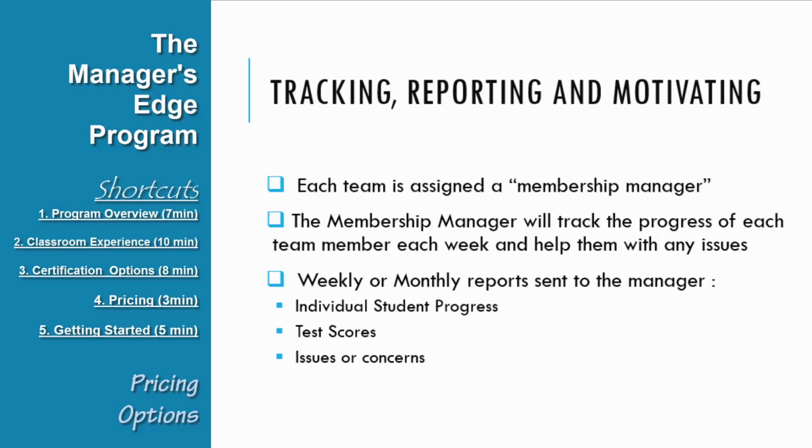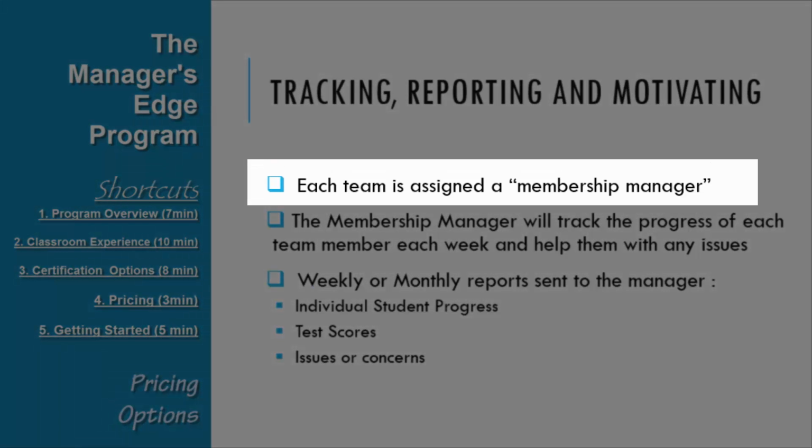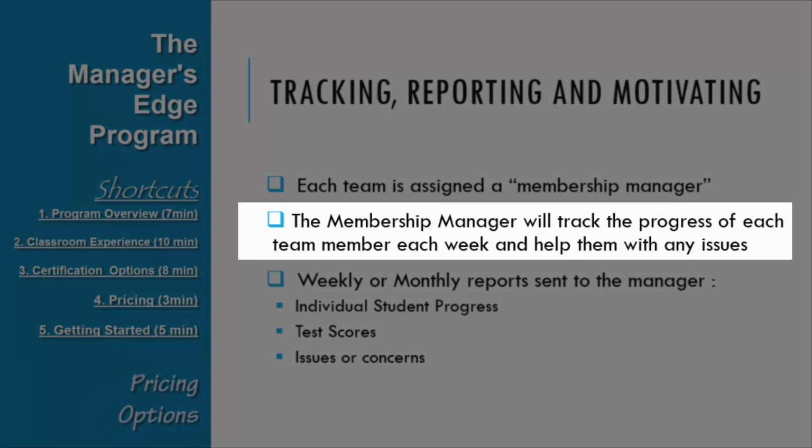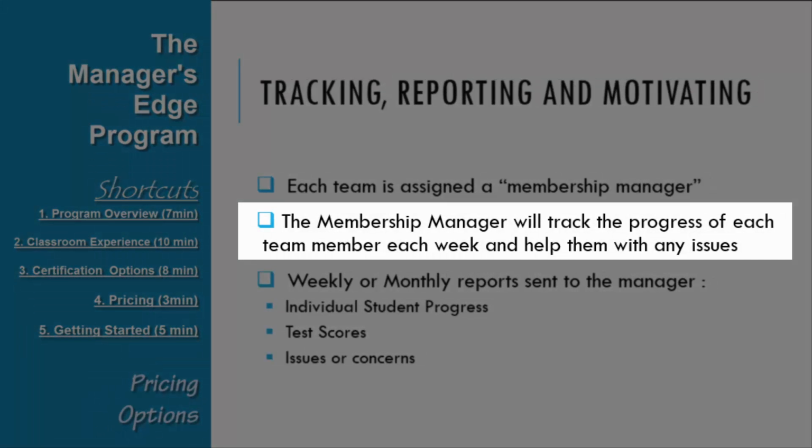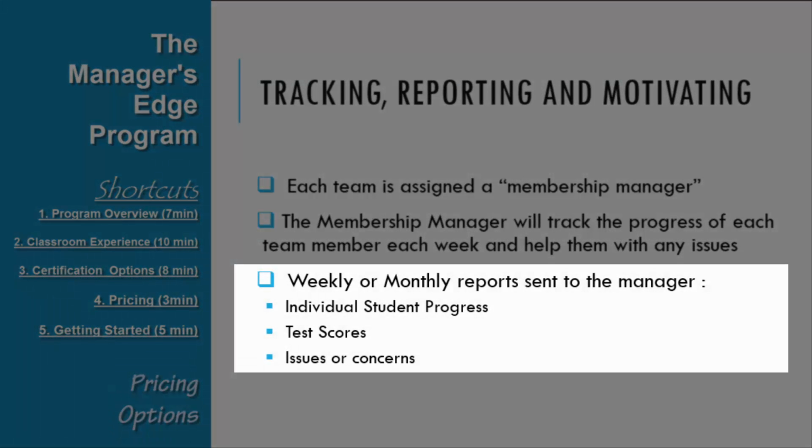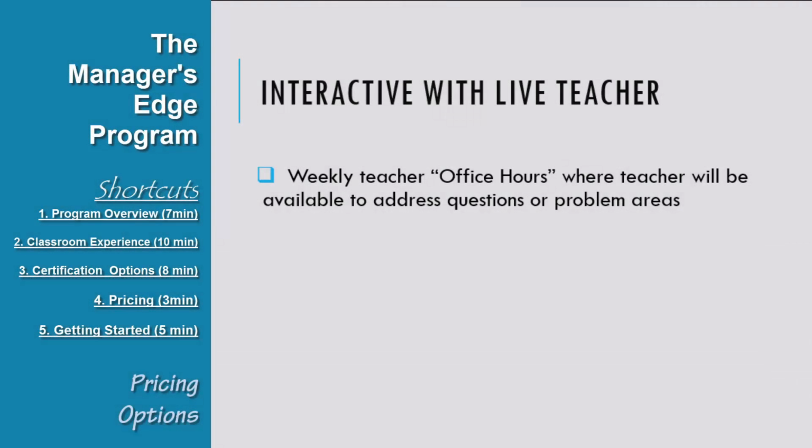What we do is we register the students in the programs, and then we track their progress. Every team is assigned a membership manager on our end. That membership manager tracks the progress of each team member each week. We have an online portal where we report their progress, and you will get either a weekly or a monthly report on the individual student progress. You'll see their test scores and any issues or concerns that they might bring up.